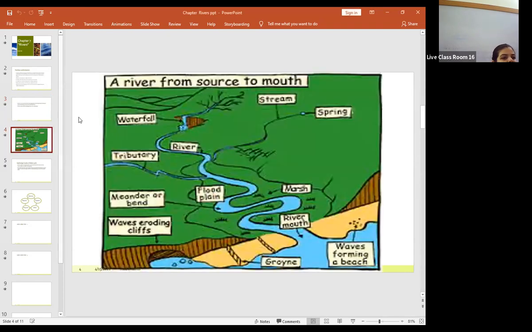You people can see a river from source to mouth. This is the image that I have pasted, showing how this river basically starts: what the source point is, what the tributaries are. Because we all know that we say water makes its own way.